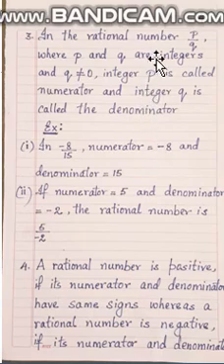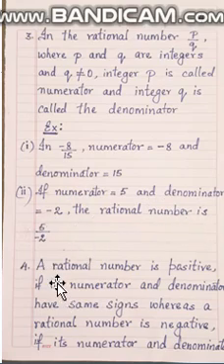In the rational number p by q, where p and q are integers and q is not equal to 0, integer p is called the numerator and integer q is called the denominator. Consider these examples. In minus 8 by 15, numerator is minus 8, denominator is 15. If numerator is equal to 5 and denominator is equal to minus 2, the rational number is 5 by minus 2.